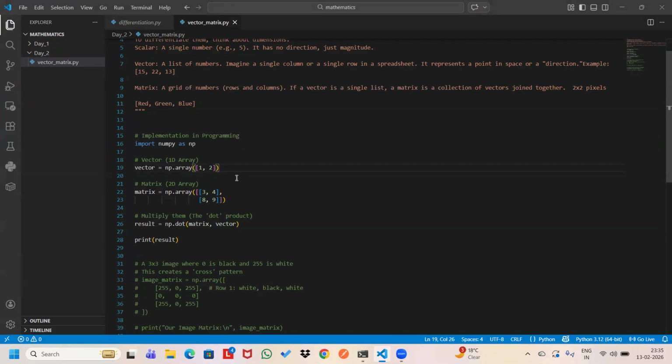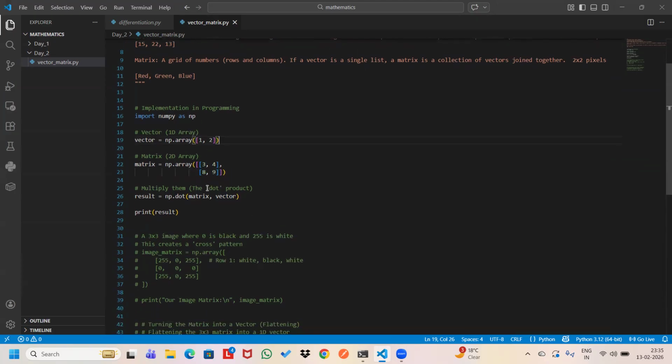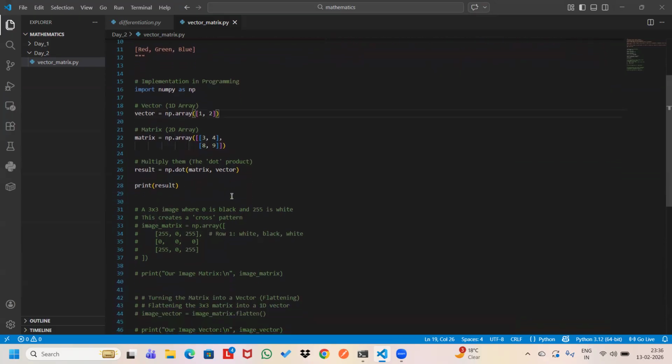So I'm taking a vector, and I have told you that a vector is nothing but an array or a list. So this is my list, and this is one dimensional, and I'm also taking a matrix which is two dimensional, and when I multiply both, the result would be something, and you can see the result. But before showing you the result, let me show you something else.